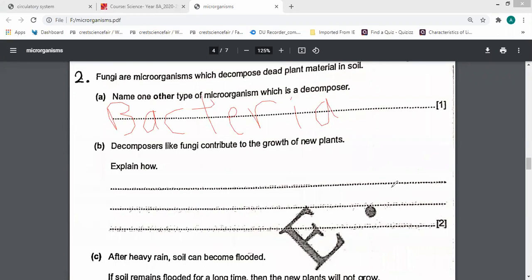Next question. Decomposers like fungi contribute to the growth of new plants. Explain how. Okay, pay your attention, please. I will explain it. What is the importance of decomposers in general? Please pay your attention and write after me in your copy books, please. Okay, the headline, importance of decomposers. Please write with me.